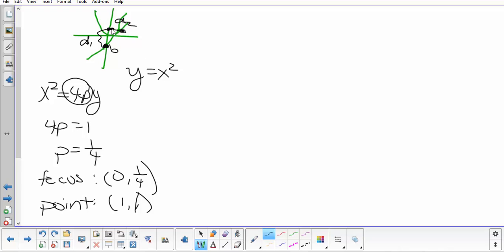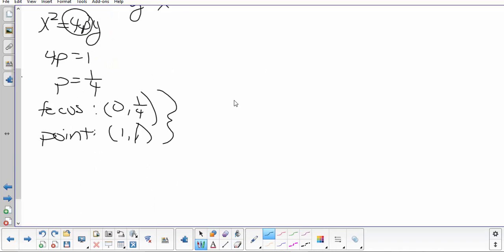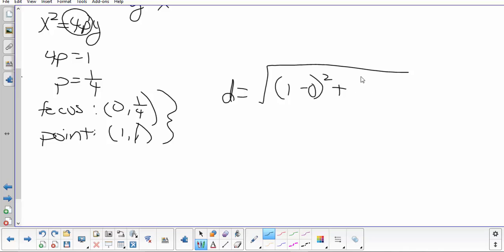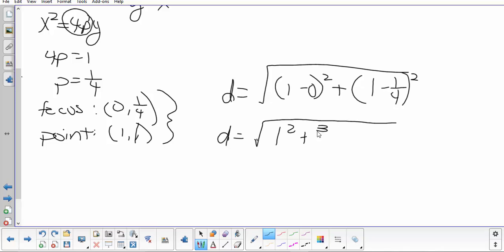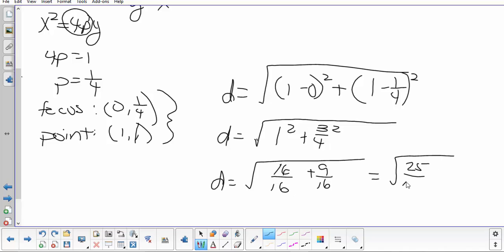So, from here to here, that's a distance. We can just use the distance formula. Oh, hey, look at that. That formula's coming back. Using the distance formula, I get d equals the square root of (1 minus 0) squared plus (1 minus 1/4) squared. So d is the square root of 1 squared plus (3/4) squared. So d is the square root of, when I square 3/4, it's going to be 9/16. So my common denominator, I'll turn 1 into 16/16. So that gives me the square root of 25/16, which is 5/4. So that means my distance is 5/4.